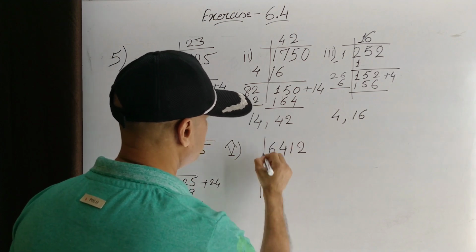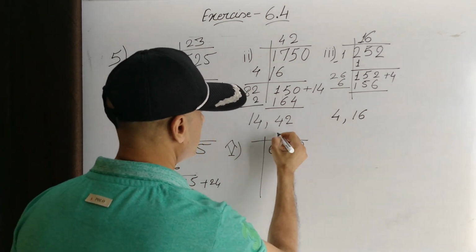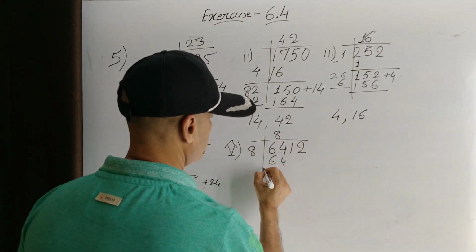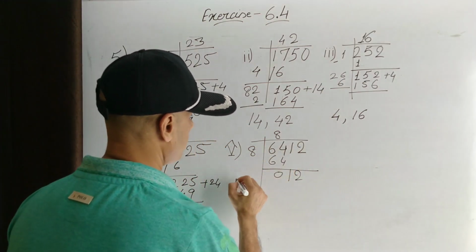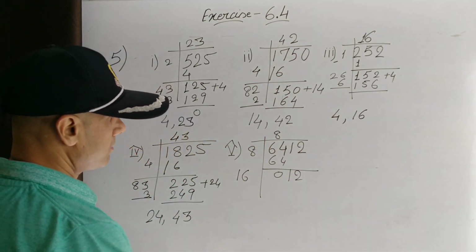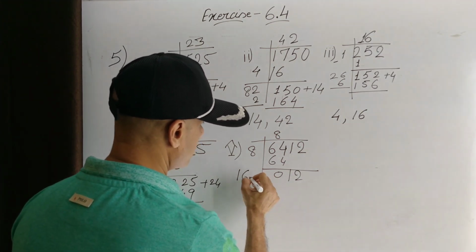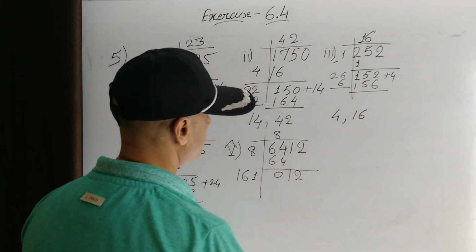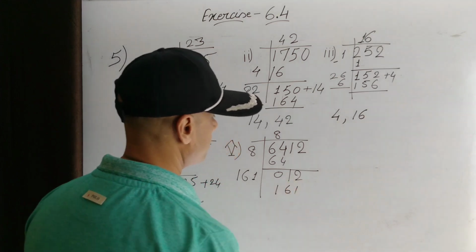Moving on to this one, we'll take 64 plus first, so we'll have 8 square 64. Now this will be 0. We'll get this 12 down, and here we'll have 16. Now, if we take 0, this will make 160 multiplied by 0 will be 0, which will be less than 12. So we'll go with 1, and this is going to be 161.